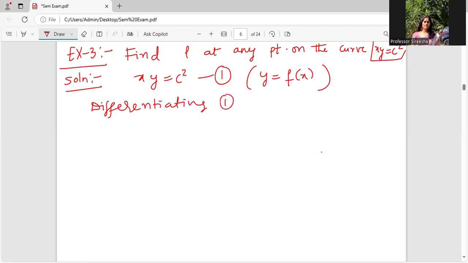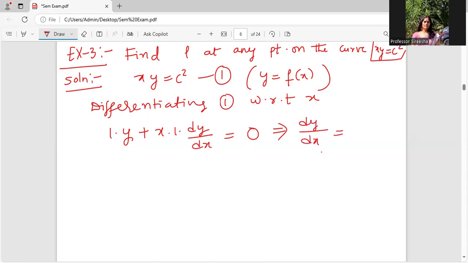Differentiating 1 with respect to x, what will happen? Again, I'll be using the UV rule. x derivative would be 1, y is as it is, x is as it is, y derivative is 1, but then y is a function of x, so I'll be writing dy by dx. c square is a constant, so its derivative would be 0. So finally, the value of dy by dx would be minus y by x. At any point, so I won't substitute anything, this would form my y1.